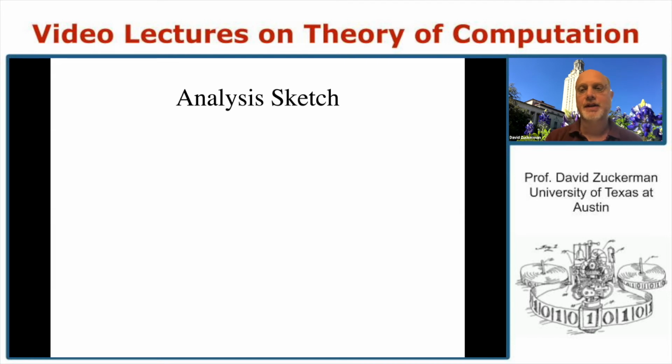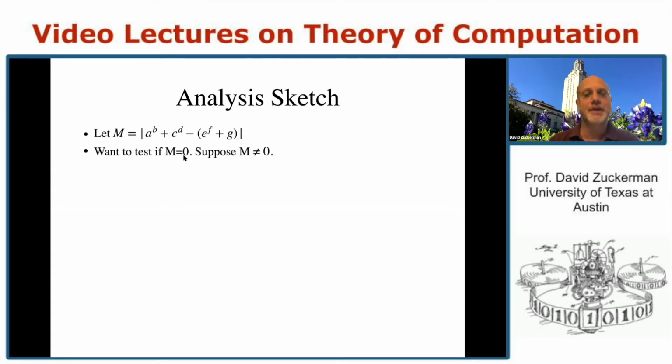So let me sketch this lemma. We let m be the difference of the two sides. So we want to see if a to the b plus c to the d equals e to the f plus g. We'll let m denote the difference in absolute value. And now we want to test if m equals 0. Well, if m equals 0, there's nothing really to prove. The two sides are equal. The remainder mod r is equal. The interesting case is if m doesn't equal 0, we want to show that the remainder mod r on both sides is not equal with decent probability. And that's equivalent to showing that m mod r is not 0.